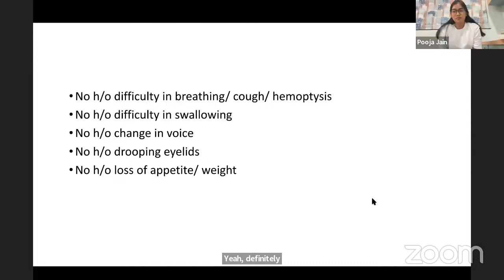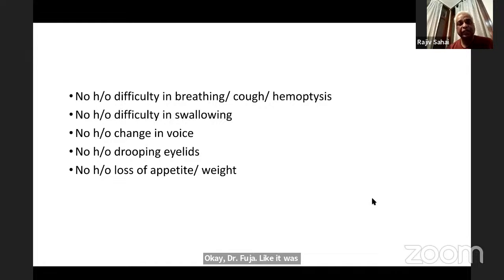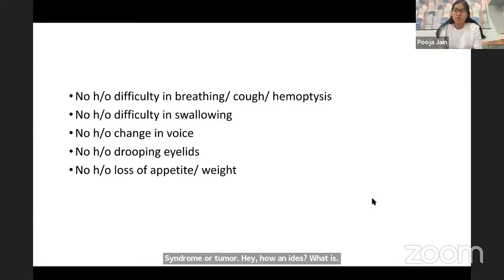Okay, sir. Okay, Dr. Pooja, it was asked about drooping eyelids, and you said about tumors in the apex of the lung. What is Pancoast syndrome or tumor? Do you have an idea what is Pancoast? Sir, Pancoast tumor is a tumor of the lung at the apex of the lung, I know, and it can present as a swelling, a fullness in the supraclavicular fossa on the right side.